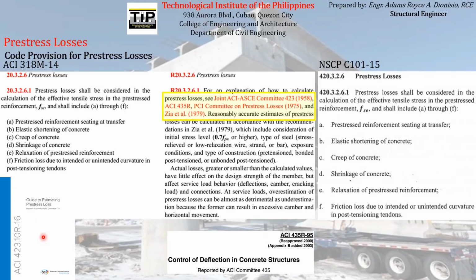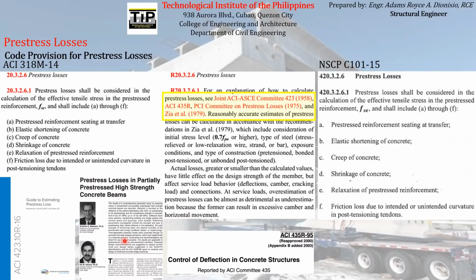So again, in addition to that, you can also refer to ACI 435R, which has a title of Control of Deflection in Concrete Structures. Another reference mentioned here is the PCI Committee on Prestress Losses, which has this front page, and has a title of Prestress Losses in Partially Prestressed High Strength Concrete Beams.